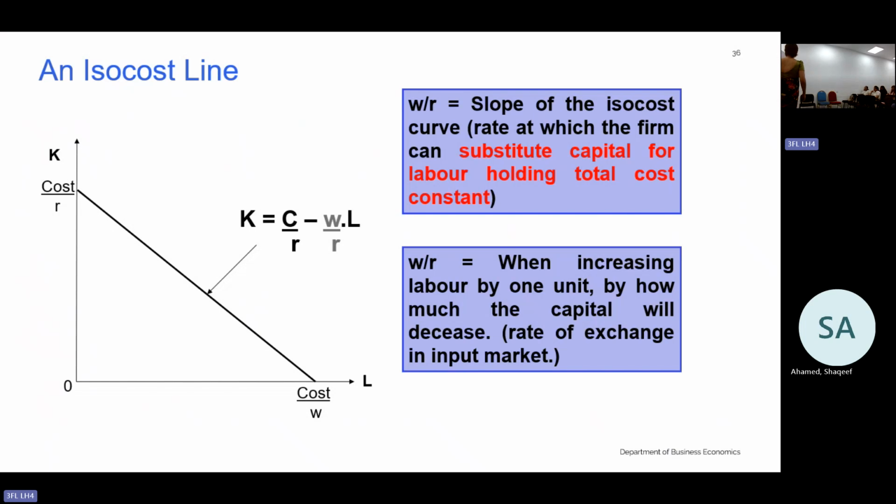Okay, the first scenario. Now the cost has been doubled, 4,000 to 8,000. So if we draw the new isocost, what is it? Does the curve go downward or upward? Upward shift. So what are the two values over here? 20 and 40.